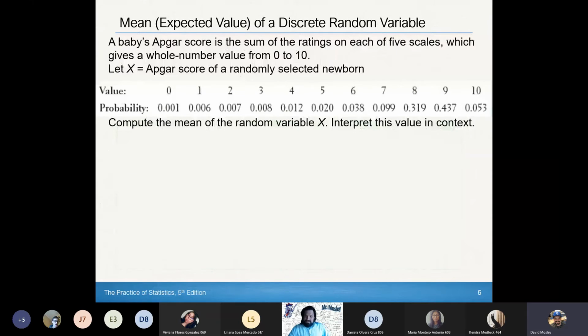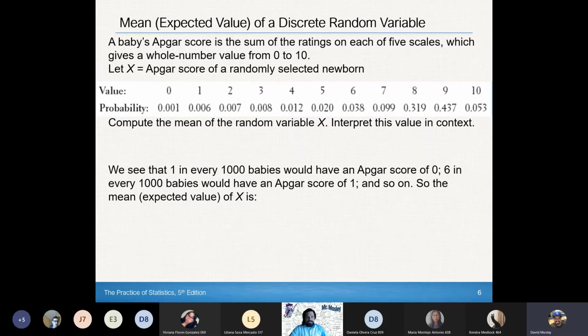All right, so let's look at an example. A baby's APGAR score is the sum of the ratings on each of 5 scales, which gives a whole number value from 0 to 10. Let X equal the APGAR score of a randomly selected newborn. Right, here's our probability distribution. We have values possible from 0 to 10, and then we have the probabilities of each of those outcomes. All right. Compute the mean of the random variable x, interpret this value in context.